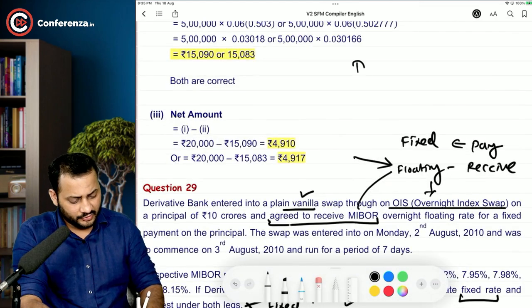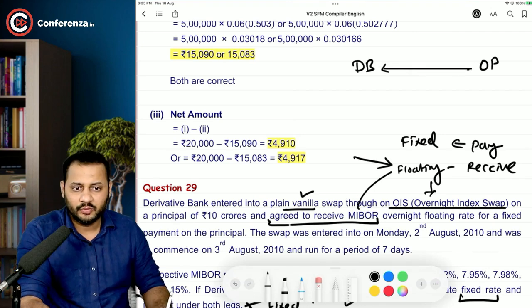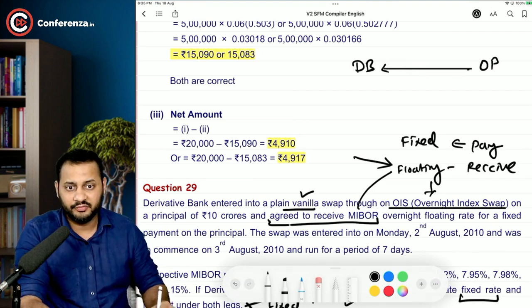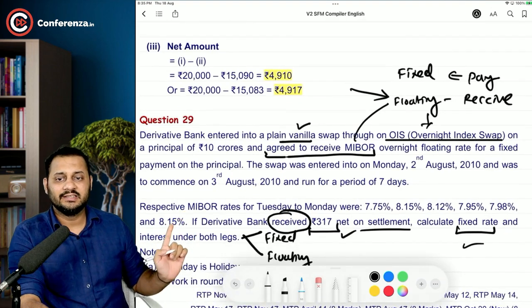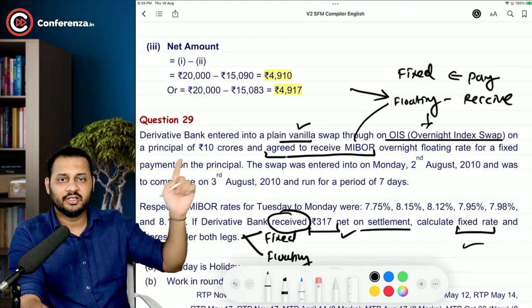So what is happening? This is the derivative bank, and this is the other party. Every day we are about to receive the floating rate, which is given to you. So you can easily calculate that amount: 7.75% on 10 crore for one day.